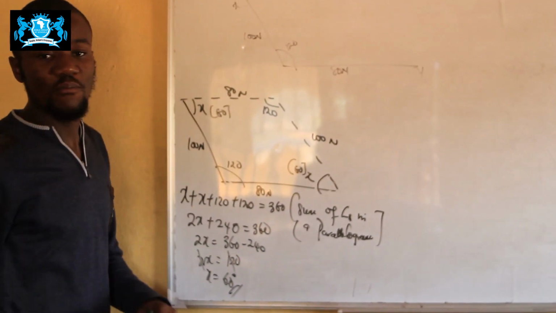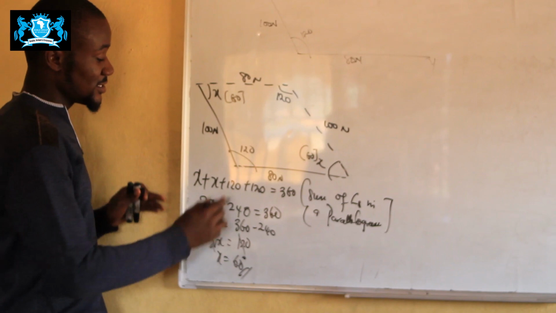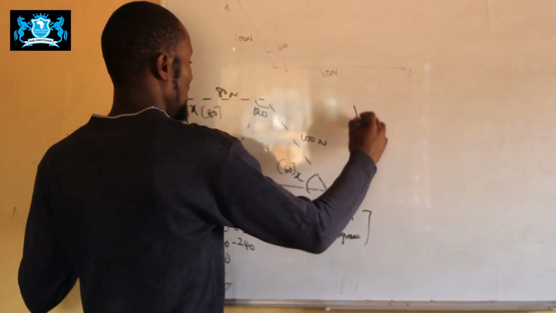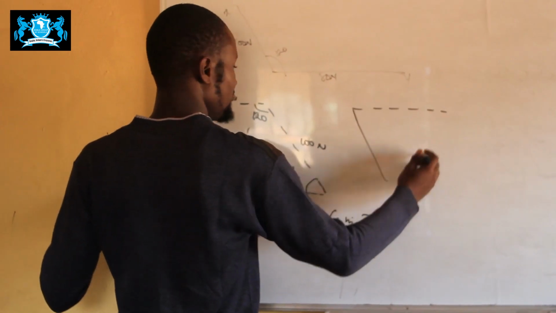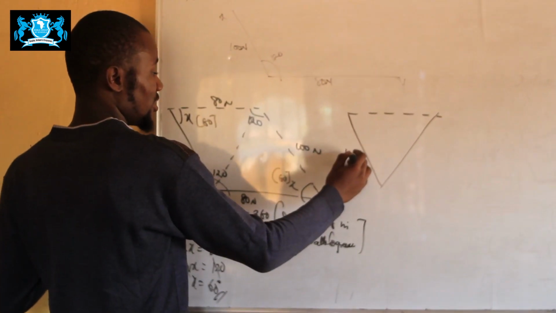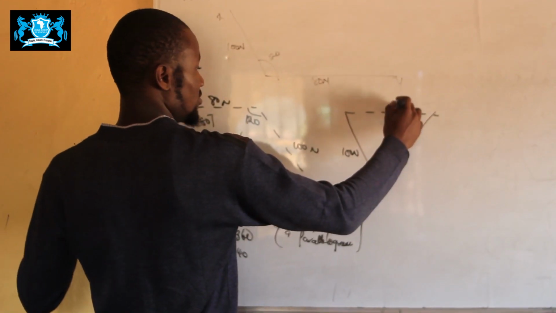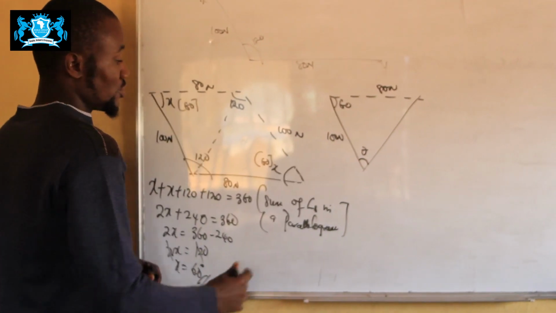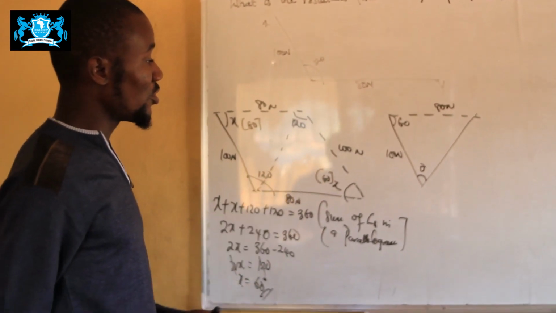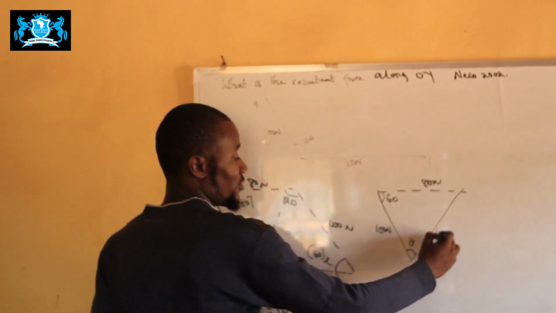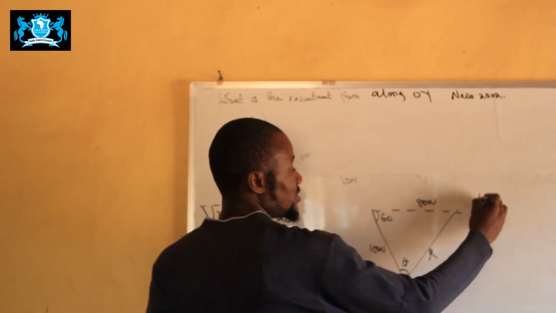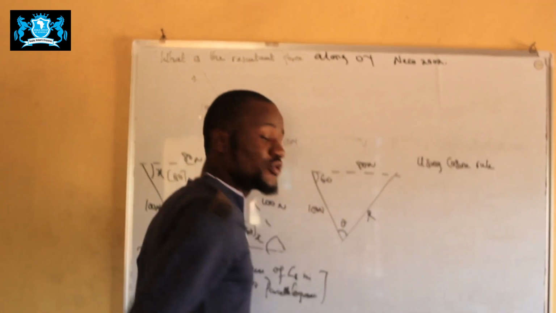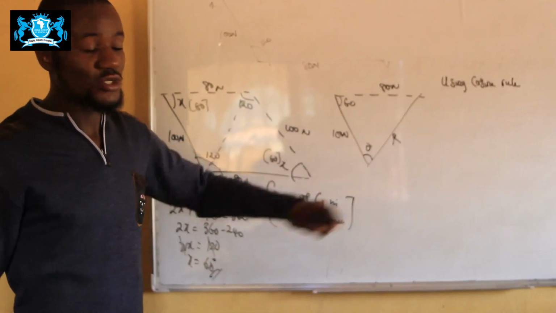So following the law of parallelogram, your resultant force is the diagonal running from the point of intersection. So you're having something like this. Here is 100 Newton, here is 80 Newton, here is your theta, here is angle 60. So for you to get your resultant force R, you are using the cosine rule.